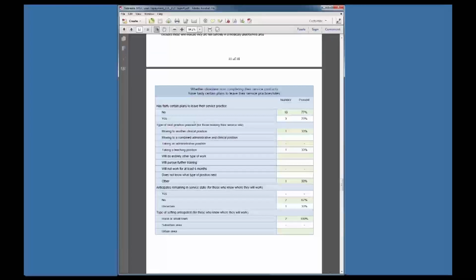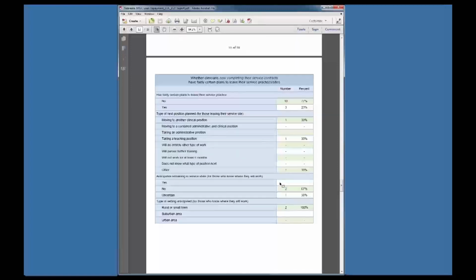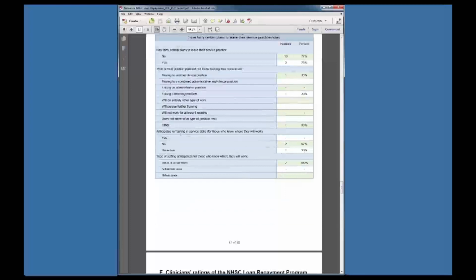So the type of next position is planned, for those who are leaving their service site. These 3 people: one says they're moving to another clinical position, one says they're taking a teaching position, and one reported another reason. Do they anticipate remaining in the service state? 2 do not. 1 says that they're uncertain. And what type of setting do they anticipate they will work next? 2 say rural or small town, and 1 did not answer that question.